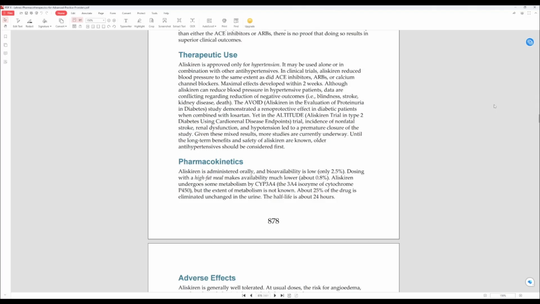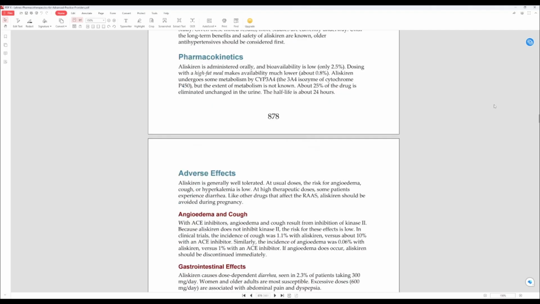The AVOID study, which stands for Aliskiren in the Evaluation of Proteinuria in Diabetes, demonstrates a renoprotective effect in diabetic patients when combined with losartan. Yet in the ALTITUDE trial, or Aliskiren Trial in Type 2 Diabetes Using Cardiorenal Disease Endpoints, incidence of non-fatal stroke, renal dysfunction, and hypotension led to a premature closure of the study. Given these mixed results, more studies are currently underway. Until the long-term benefits and safety of aliskiren are known, older antihypertensives should be considered first.